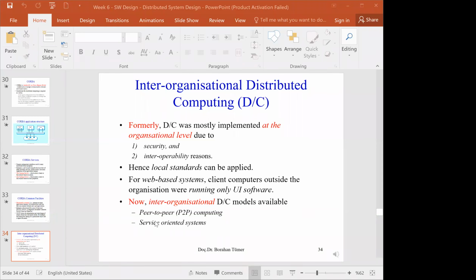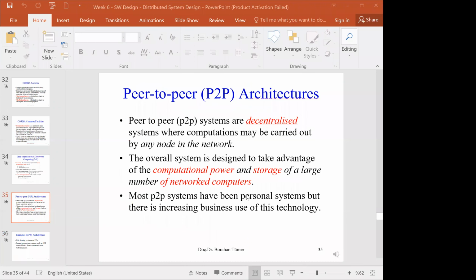But now inter-organizational distributed computing models are also available. And these are peer-to-peer, that is P2P computing systems, and also service-oriented systems. Now let's see how peer-to-peer computing systems and service-oriented systems are organized, are designed.